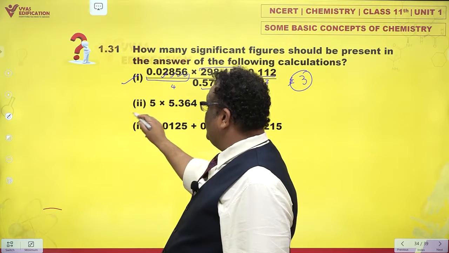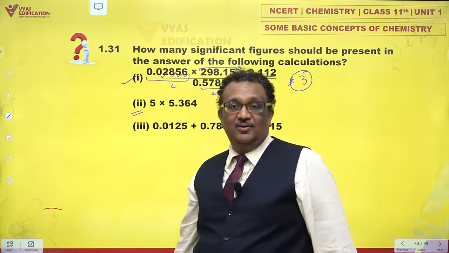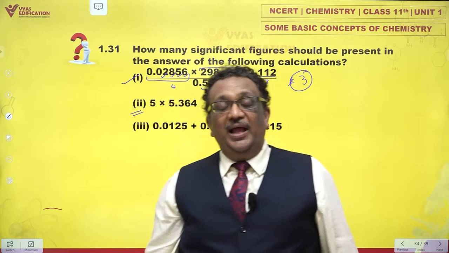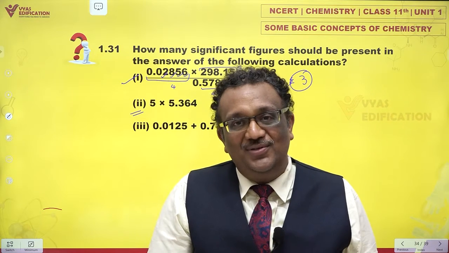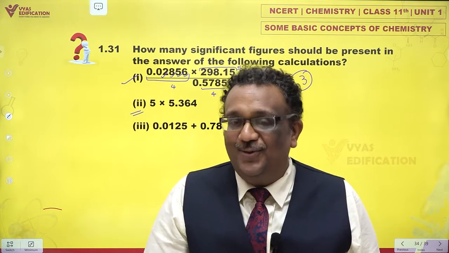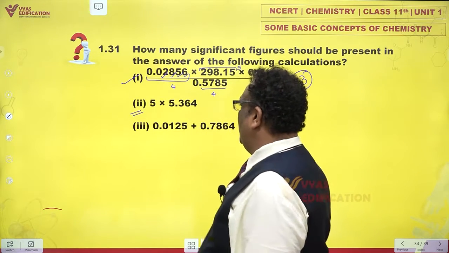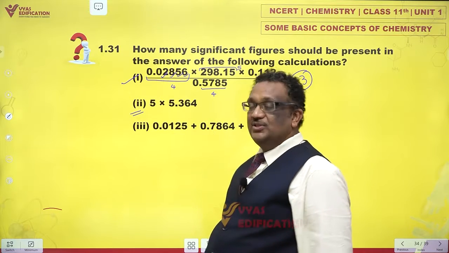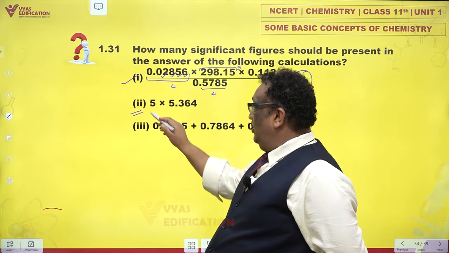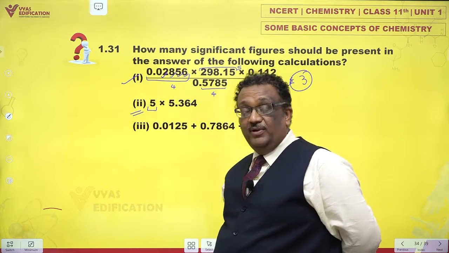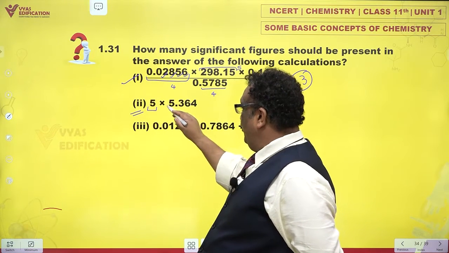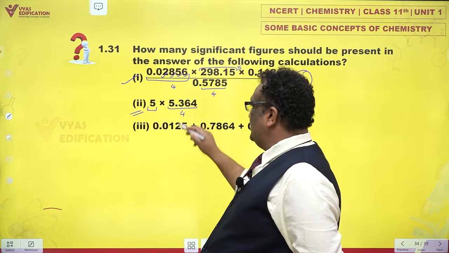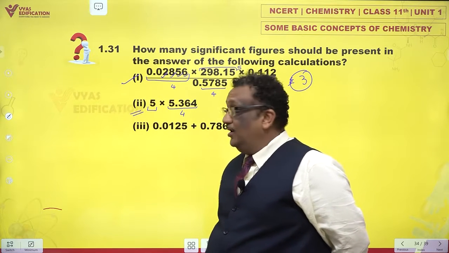The second question comes with a lot of debate. Why? NCERT offers one answer and actually this is ambiguous. Why? I'll tell you. There are two numbers, 5 and 5.364. Now, this number 5, how many significant figures does it possess? 5.364 is very clear, it has 4 significant figures.